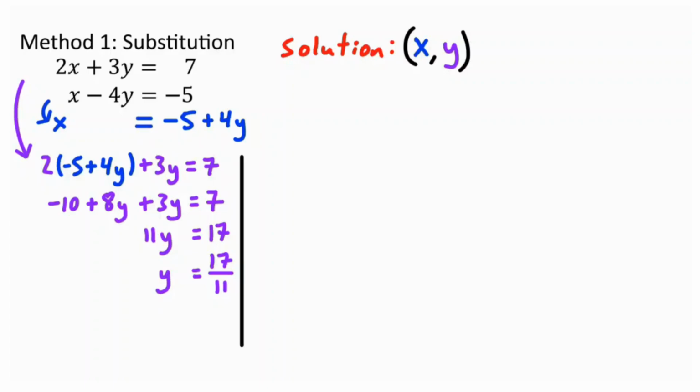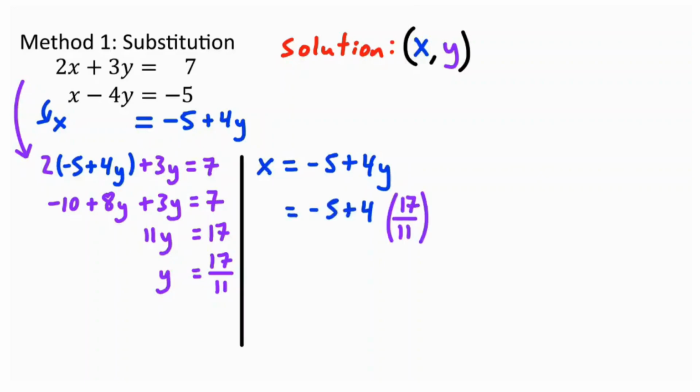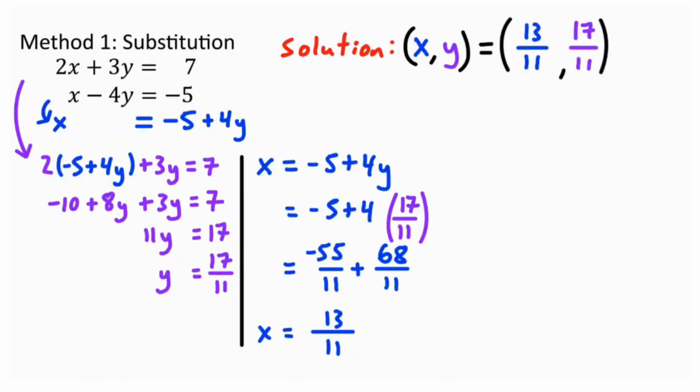Then we need to solve for x. Since we have that x equals -5 plus 4y, we're going to substitute y equals 17 over 11 in. 4 times 17 will give you 68, so that will be 68 over 11. And then for -5, we want a common denominator of 11. -5 is -55 over 11. And then -55 plus 68 gives you 13, all over 11. So x equals 13 over 11. Our ordered pair is 13 over 11, 17 over 11 for x and y respectively.